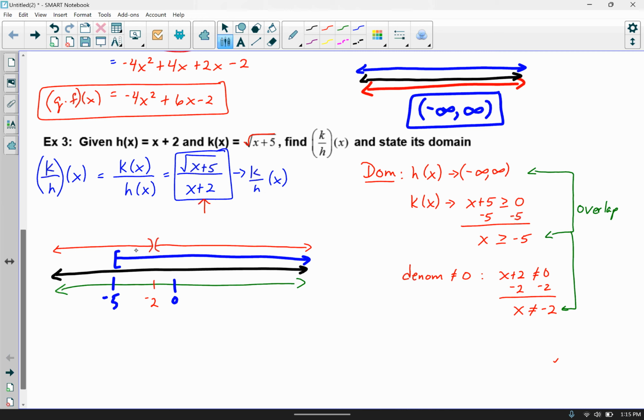So now, where the red, the blue, and the black are all on top of each other, that's where they're overlapping. So I can't include anything from negative infinity to negative 5 because the blue's not in that region. But I can go from negative 5 to negative 2. And then notice how the negative 5's got a bracket, negative 2's got a parenthesis. And then from negative 2 on, the red, the blue, and the black are all on top of each other. So negative 2 to infinity would be the last half of my domain. And that would be my final answer for my domain.